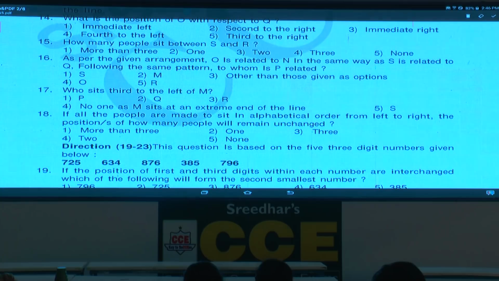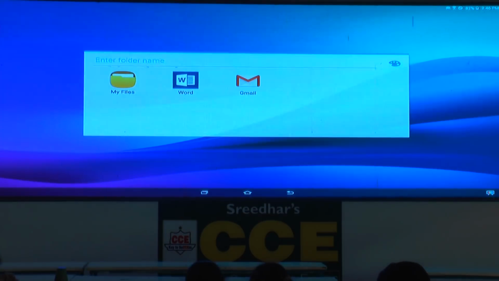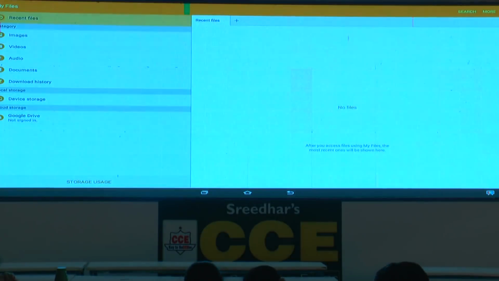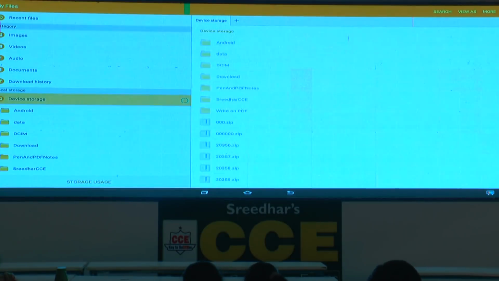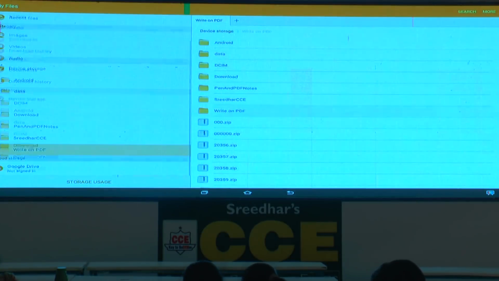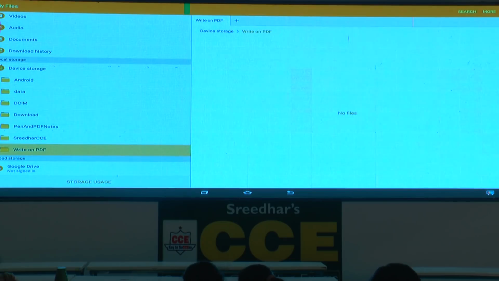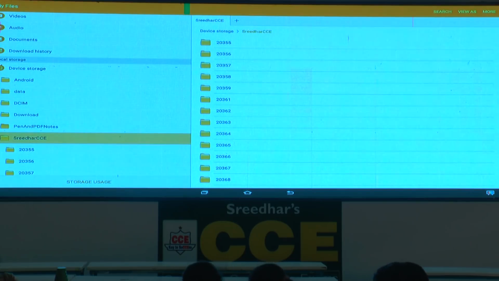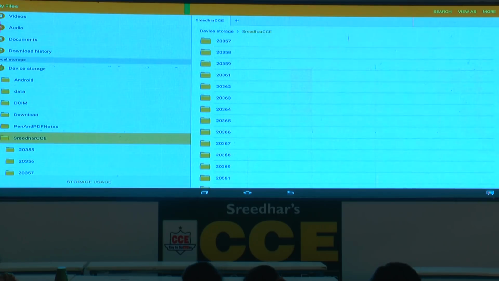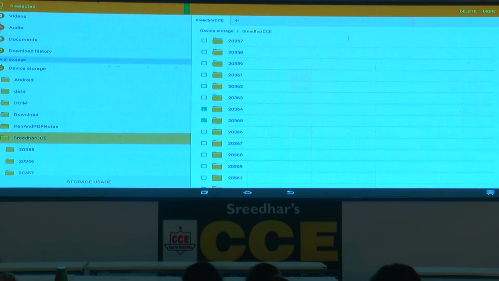Done with this one? 18, choice 2. Next question numbers 19 to 23. Now in these 19 to 23, these 5 questions are based on a set of numbers. Some 5 numbers were given, isn't it? Now we should write down these 5 numbers and start working them out in a column method. 725, 634, 876, 385, 796 are the 5 numbers given.